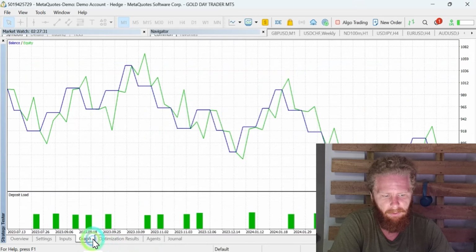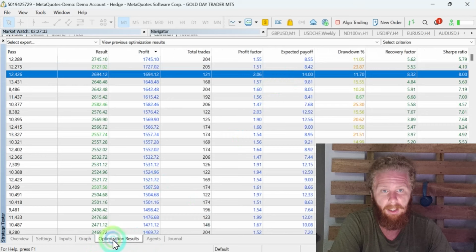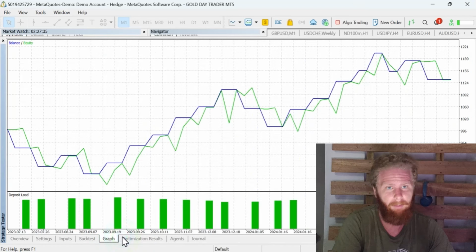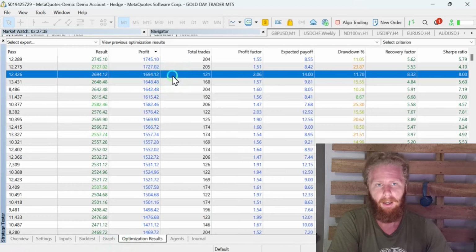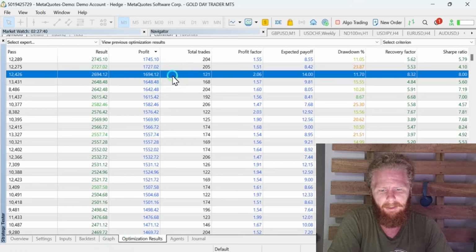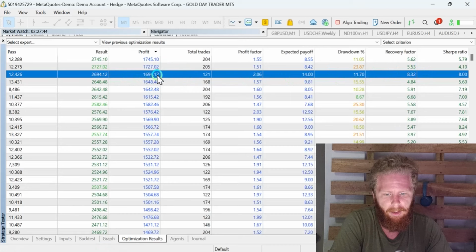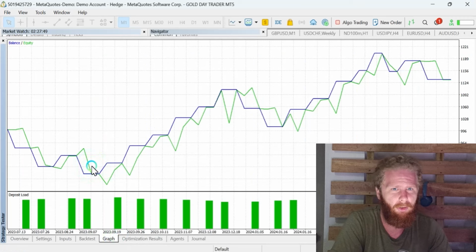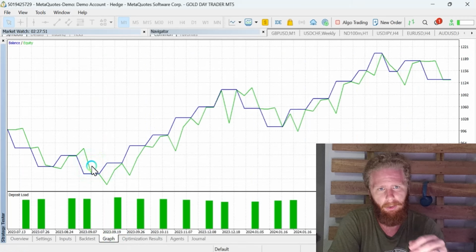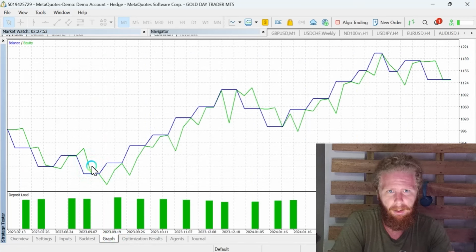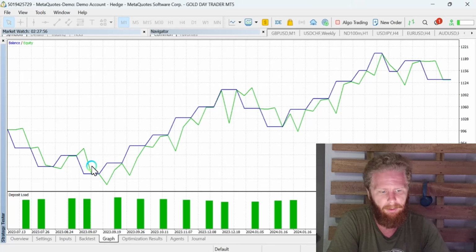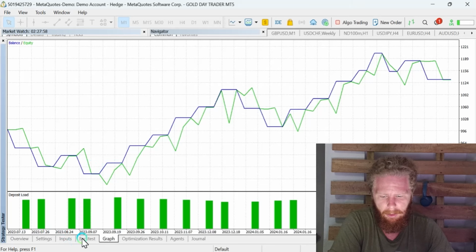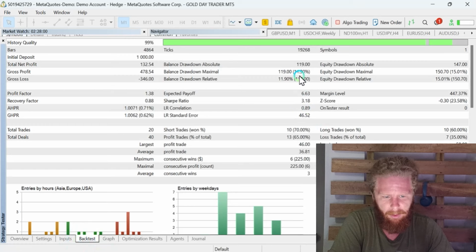Let's see some different ones. If we got some positive ones, maybe. Yeah, this is completely positive. So what does it mean? It means that if you would have chosen this particular parameter set and you would have run your gold trading EA on live trading, it would have won, and quite handsomely, with pretty good drawdown, pretty good win rate.